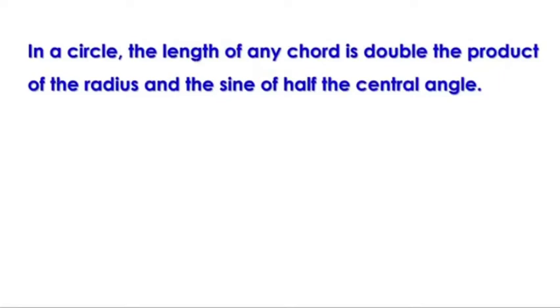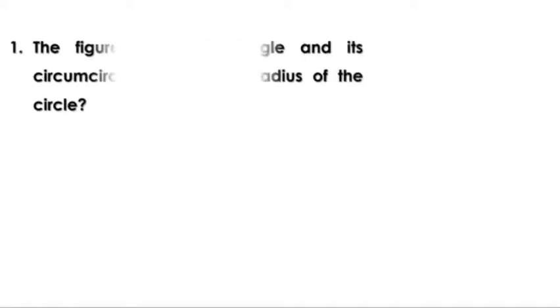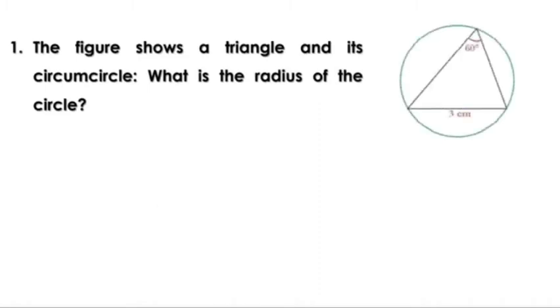So the property we are studying from the previous video is this: in a circle, the length of any chord is double the product of the radius and the sine of half the central angle. This is your homework. The figure shows a triangle and its circumcircle. What is the radius of the circle?